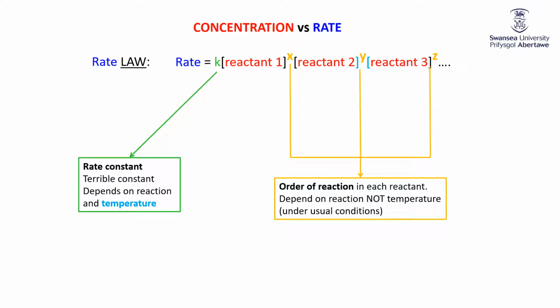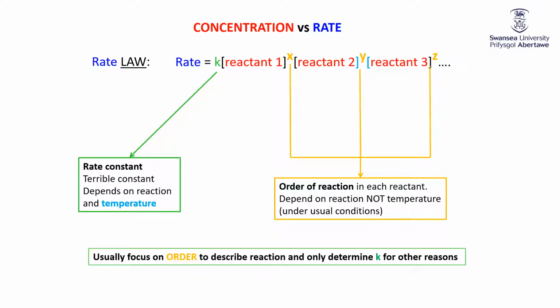x, y, and z, those exponents of each of the concentrations, are called the order of reaction in each reactant. Okay. Now, normally, those just depend upon the reaction. They don't change as you change the temperature unless something massively dramatic happens. And so usually, when you study the rate law, you focus on the order to describe the reaction, and you'll only determine k for other reasons because, of course, k changes with temperature, and we'll talk about that in a later movie.